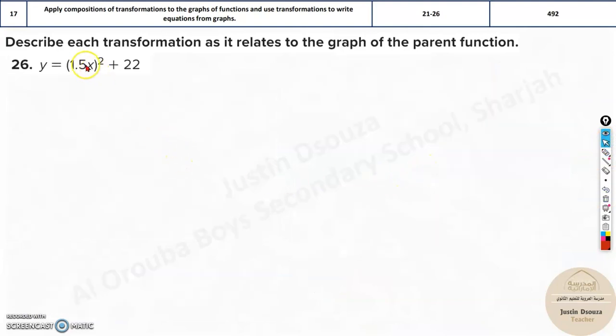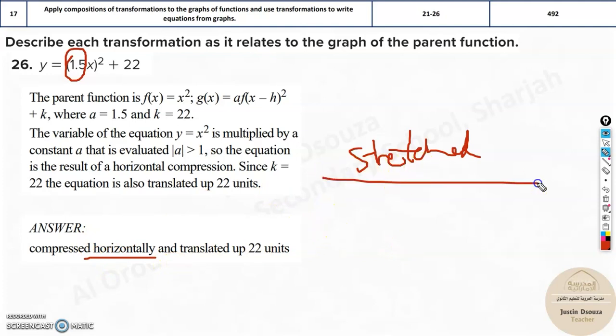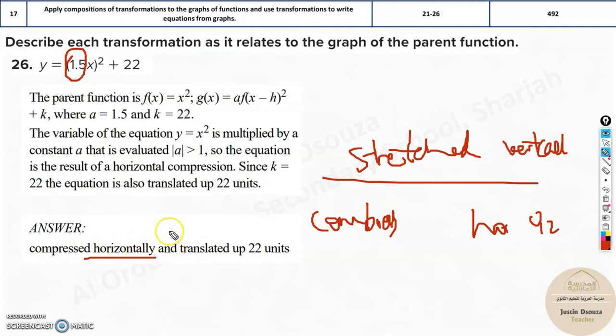Now here again, it will be translated up by 22 units. Now we are on the horizontal. I'll tell you one thing. This is stretched because it is more than 1. It is stretched horizontally. Now remember, since it is inside the bracket and the square is there, we will consider the horizontal. If it is stretched vertically, it will be the opposite for the horizontal. For horizontal, it will be compressed. That's it, opposite. Generally, you will be asked vertically only, because in most of the problems, only one problem is horizontal.